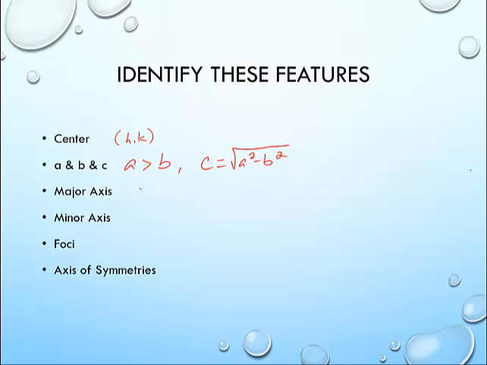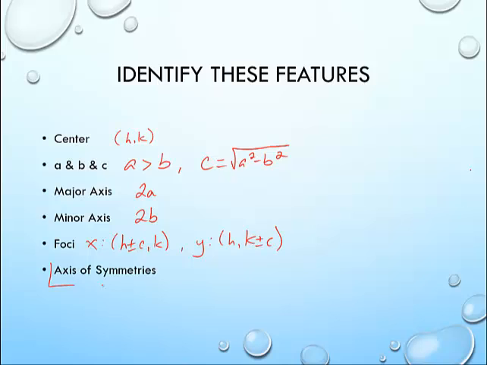The major axis will always be 2 times a, which is the longer length. The minor axis will be 2 times b, which is the smaller length. Your foci, when you have a under x, is just going to be h plus and minus c comma k. And when a is under y, you'll have h comma k plus and minus c.